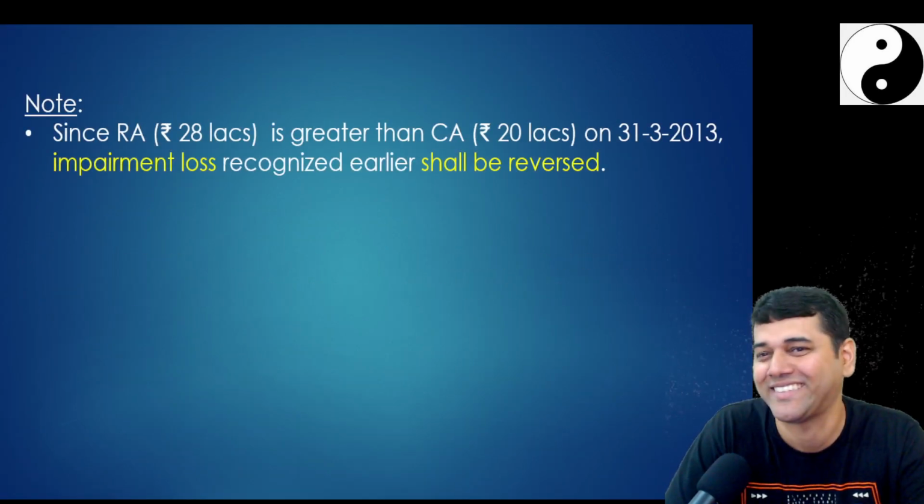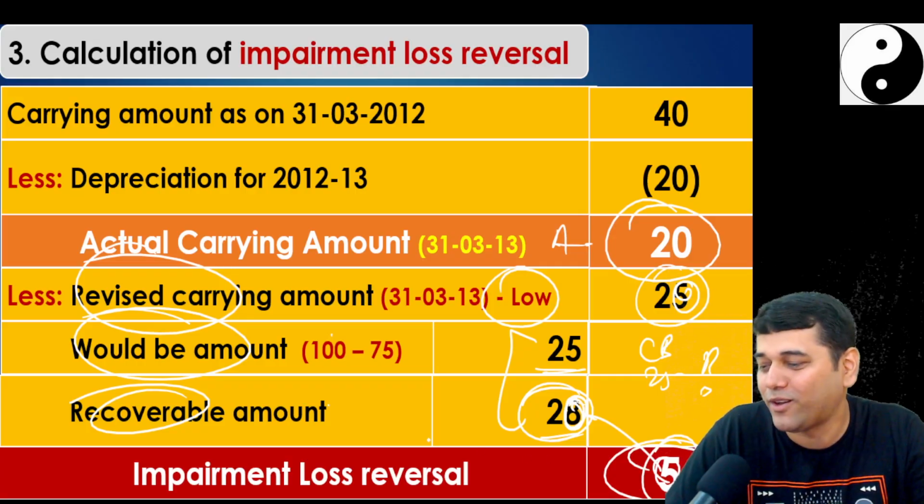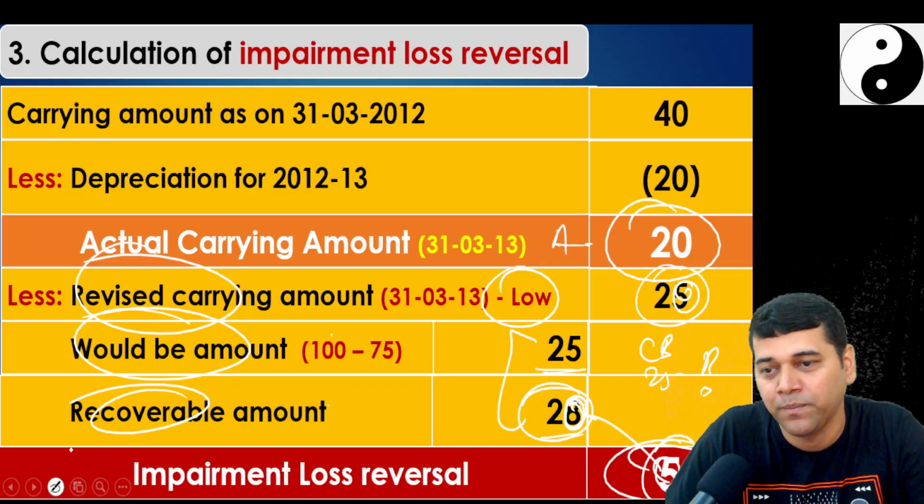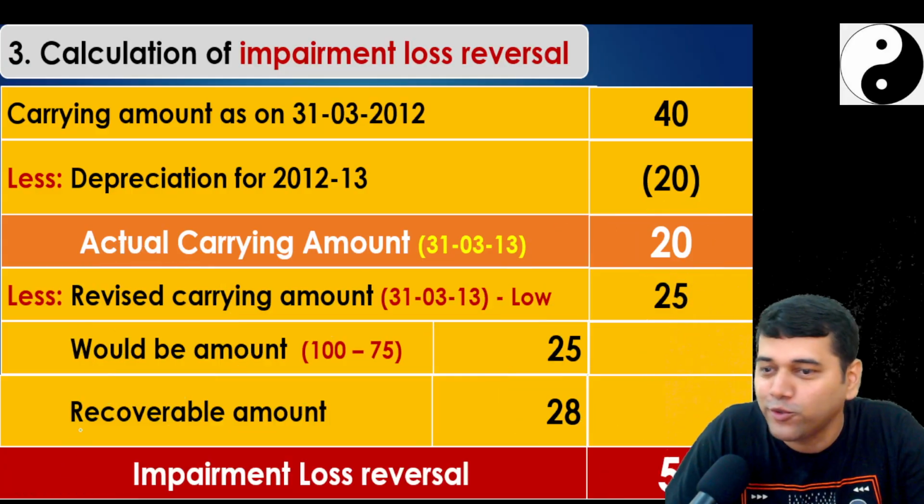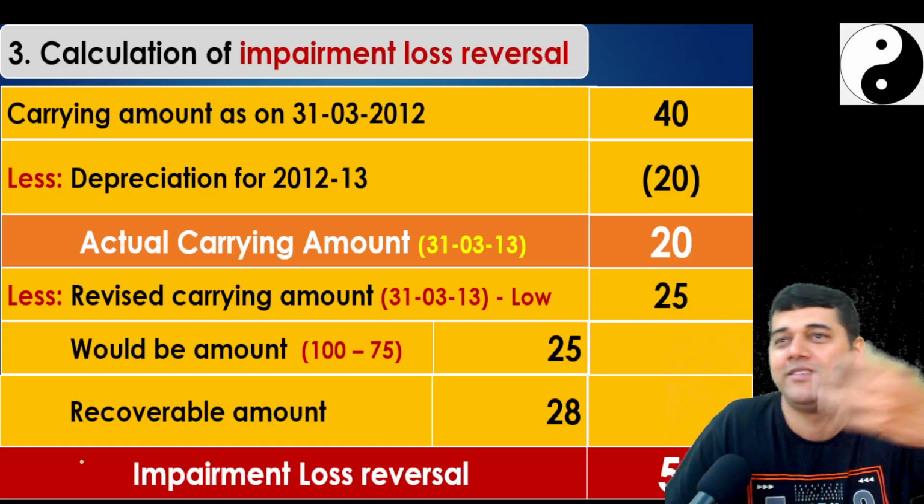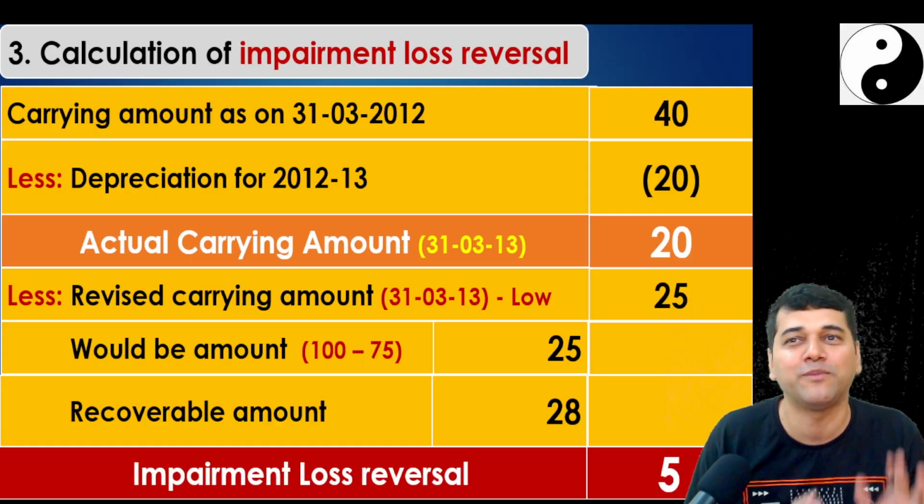I love this discussion. Okay, so impairment loss reversal is 5. Because next all questions you should only do, no. That's why I'm explaining fully, so that I will reduce my effort.